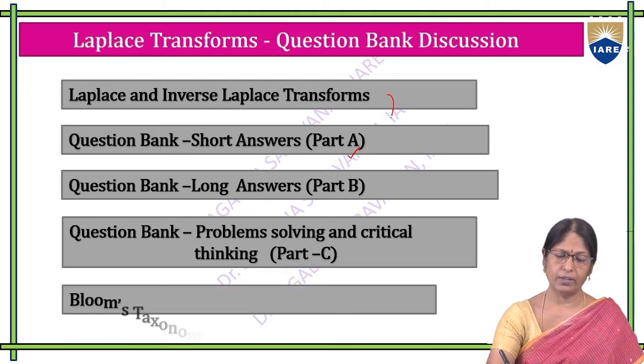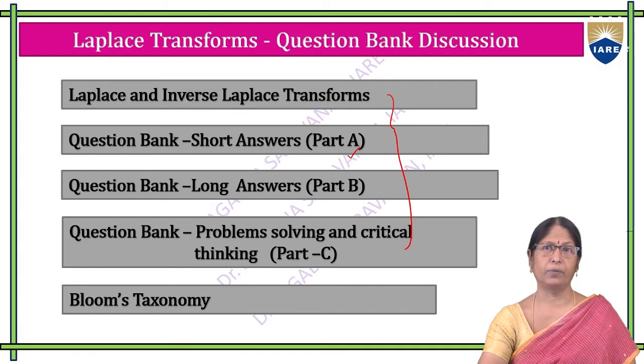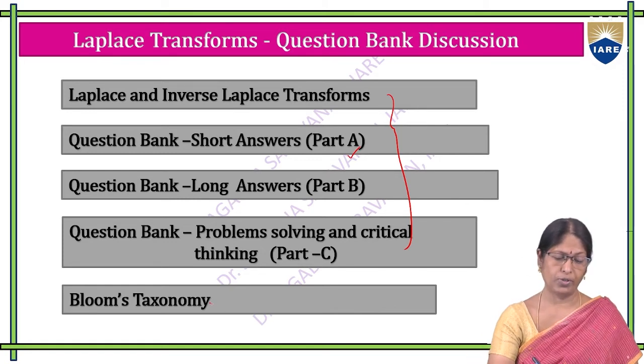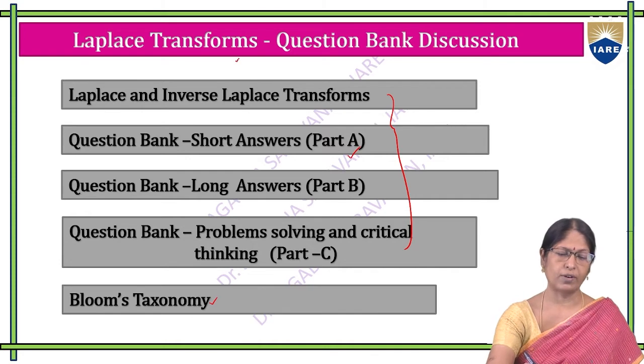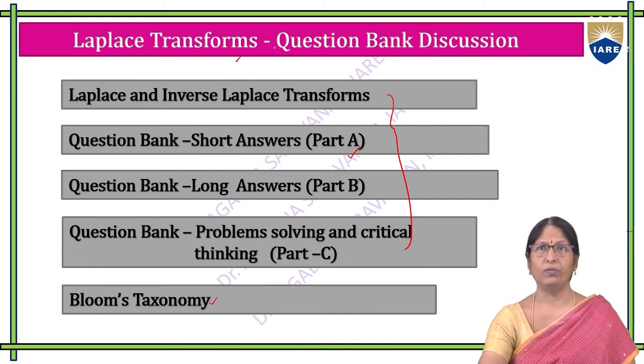This completes the question bank system according to satisfying Bloom's taxonomy. Totally 6 levels are there in Bloom's taxonomy. The first 3 levels are satisfied by this question bank of Laplace transform, the module which is prepared.